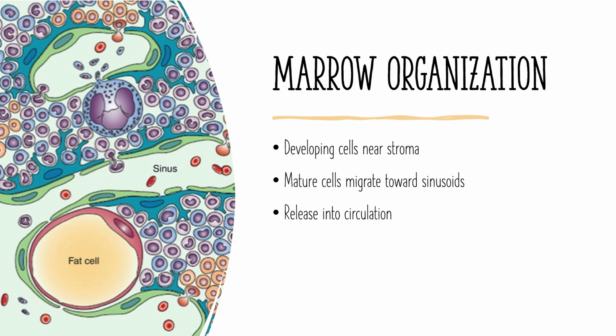Now let's translate the niche concept into something you can visualize under the microscope. Bone marrow is highly organized spatially. Developing cells tend to remain close to stromal support structures early in maturation. These stromal interactions provide survival signals and growth factors necessary for development. As cells mature, they migrate toward vascular sinusoids, or specialized blood vessels within the marrow. These sinusoids function as exit points into circulation. So maturation is not just biological, it's geographic.